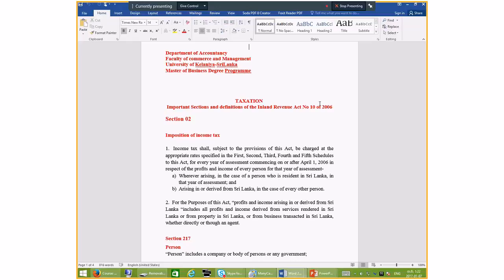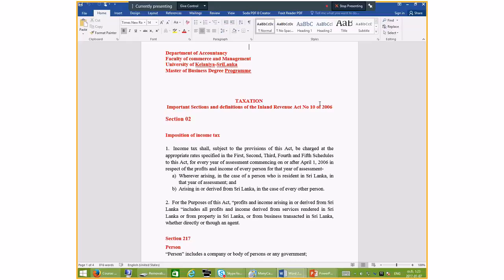Here, "wherever arising" applies in the case of a person who is resident in Sri Lanka. In the case of a resident person, the Act says income arising, whatever arising, anywhere, that means within Sri Lanka or outside Sri Lanka. Any income arising in Sri Lanka or anywhere outside Sri Lanka means the world income is subject to tax.